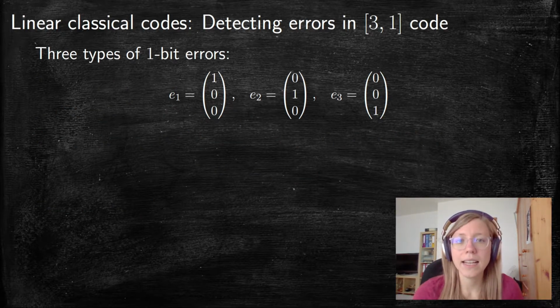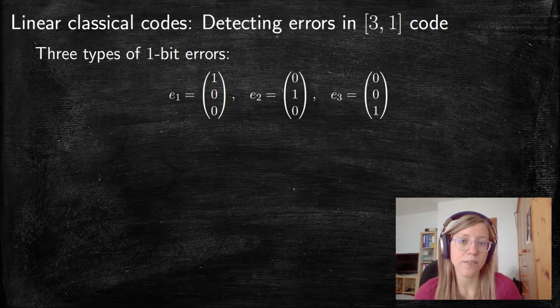So let's again work in the example of the 3-1 repetition code and see how we can detect errors here. Here, 3 types of 1-bit errors can happen. So we can have bit flips either in the first bit, in the second bit, or in the third bit. So we have 3 different kinds of error vectors.